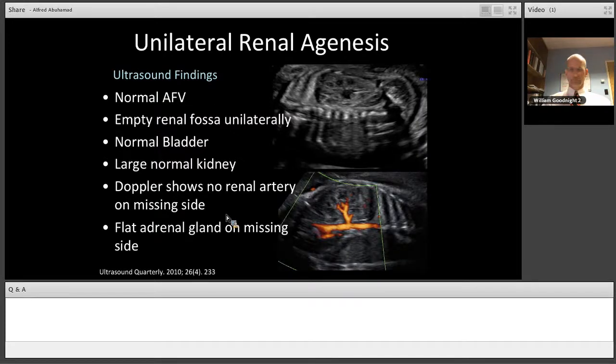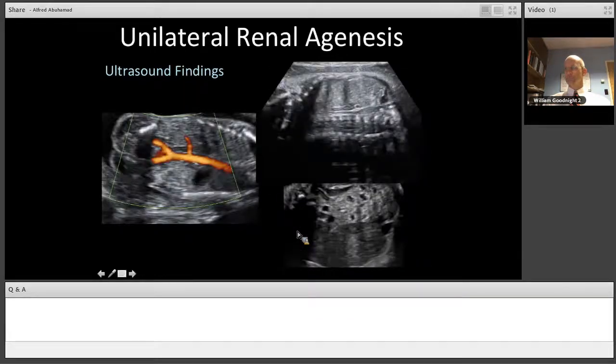Ultrasound findings are similar. I would add one important part is that you will see one renal artery rather than two, which confirms that diagnosis. And you follow that aorta down. If it doesn't give any other aberrant arteries implying a pelvic kidney, then I think you can make your diagnosis. And here you see again flat adrenals in the presence of unilateral renal agenesis.